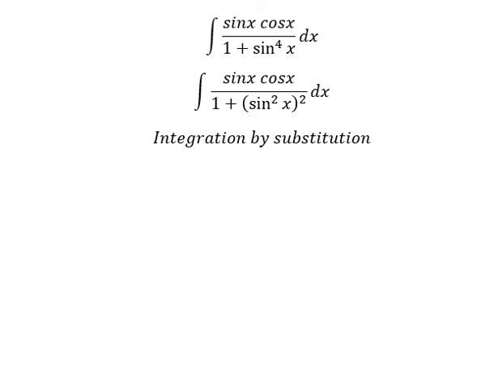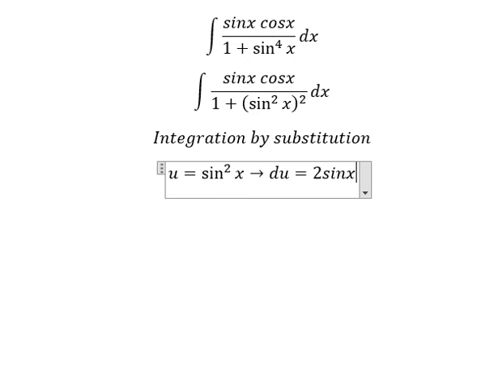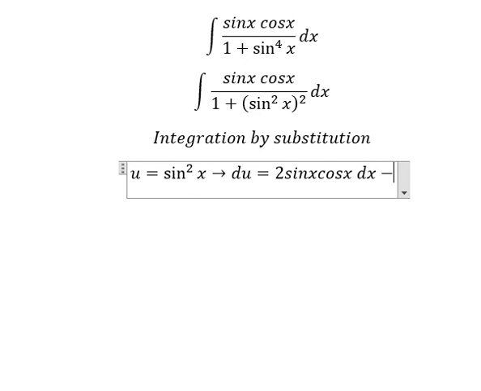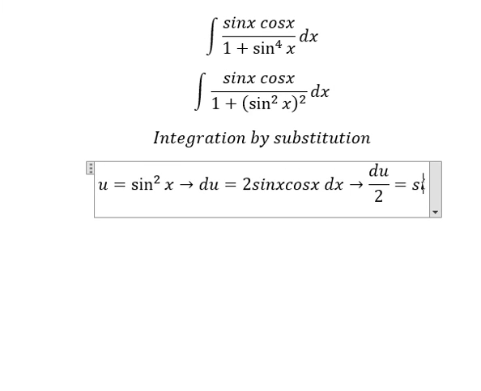So I will put u equal to sin x, where later we take the first derivative of both sides and we have 2 sin x cos x dx. Because we don't have number 2 in here, we divide both sides by number 2.